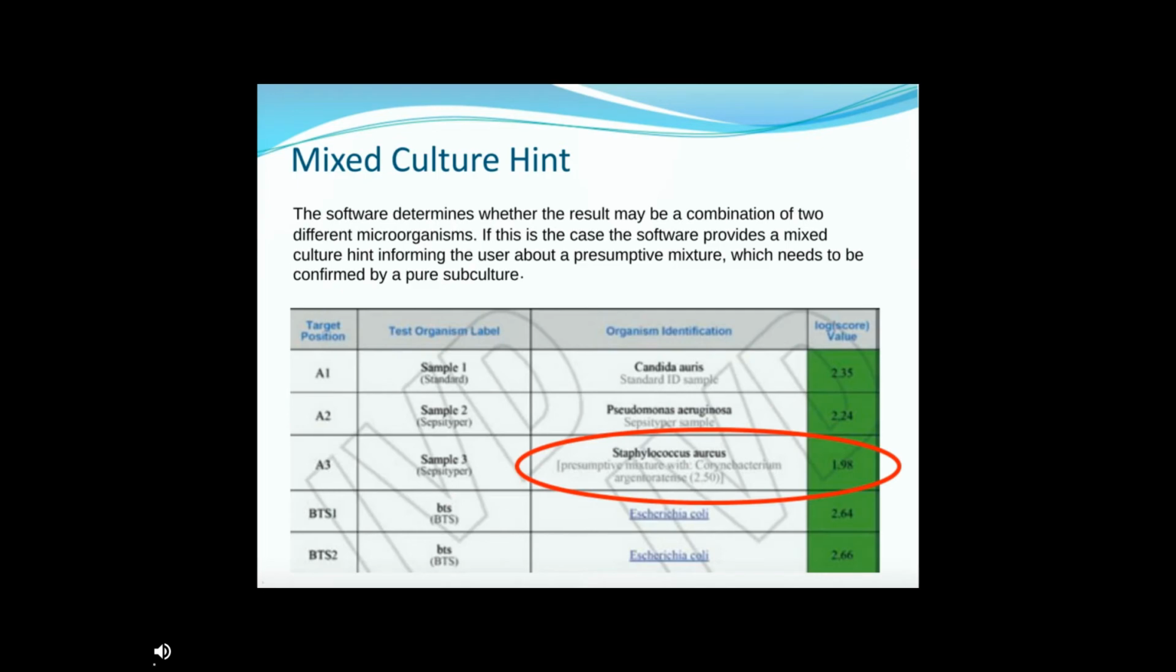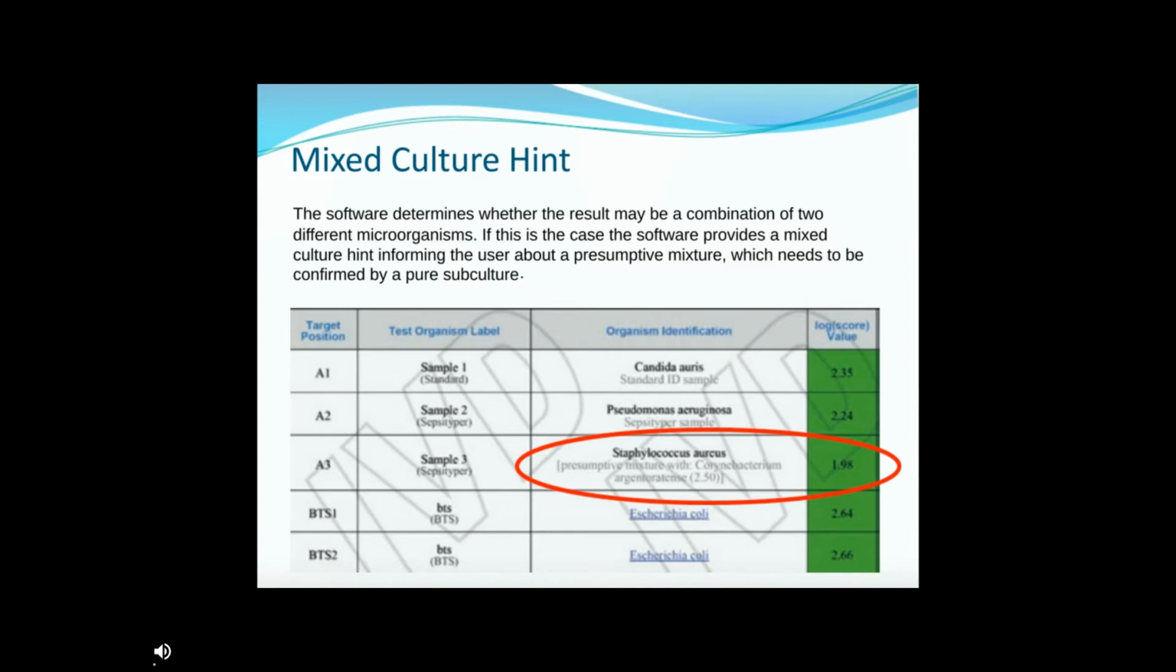So this is what the screen would look like if you had a mixed culture. This one is showing you that the Staph aureus is a 1.98, but there's a Corynebacterium in there at a 2.5. So what happens with a situation like this, if we run into something like this, we have our technologists see a senior tech 2 or our manager. And what we would do then is we would look at the gram stain. If the gram stain was only gram-positive cocci in clusters, and we got this 1.98 Staph aureus, we would sign it out as a Staph aureus.